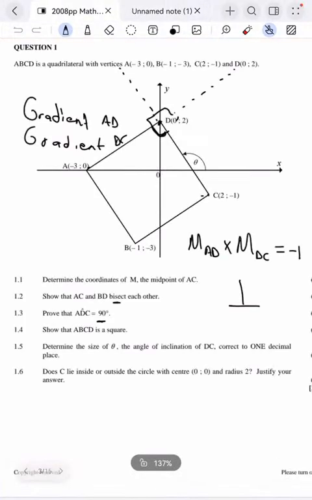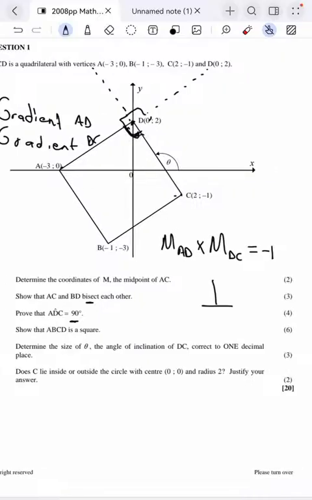The next one is going to be: show that ABCD is a square. How can you show that ABCD is a square? It is by showing, since this is already proven to be 90 degrees, it's going to be 6 marks, you can prove that this is equal to this, is equal to this, is equal to this, and maybe that this and this, and that this is also 90 degrees. So let's get to work.